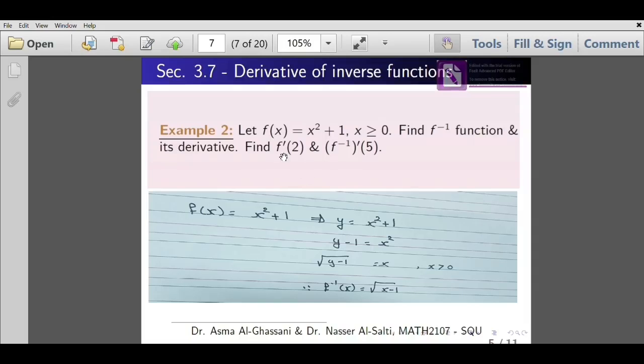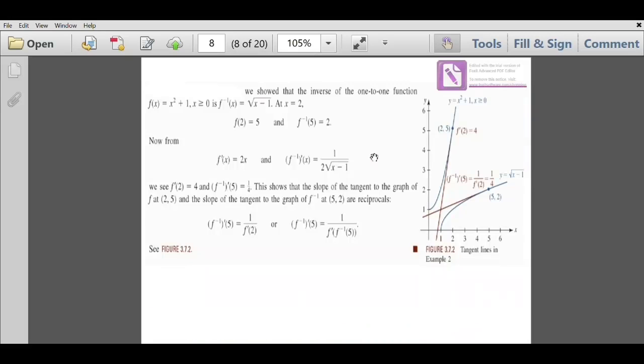Part B, we need to find f prime 2 and the derivative of the f inverse at 5. In the previous part, we were given f of x, and we found f inverse x, which is the square root of x minus 1. So at x equal to 2, we need to find f of 2. We go to the function f and replace any x by 2, so it will be 2 squared plus 1, which is 5. And f inverse 5, we go to this function f inverse and replace any x by 5, we will get the square root of 5 minus 1, which is 2.